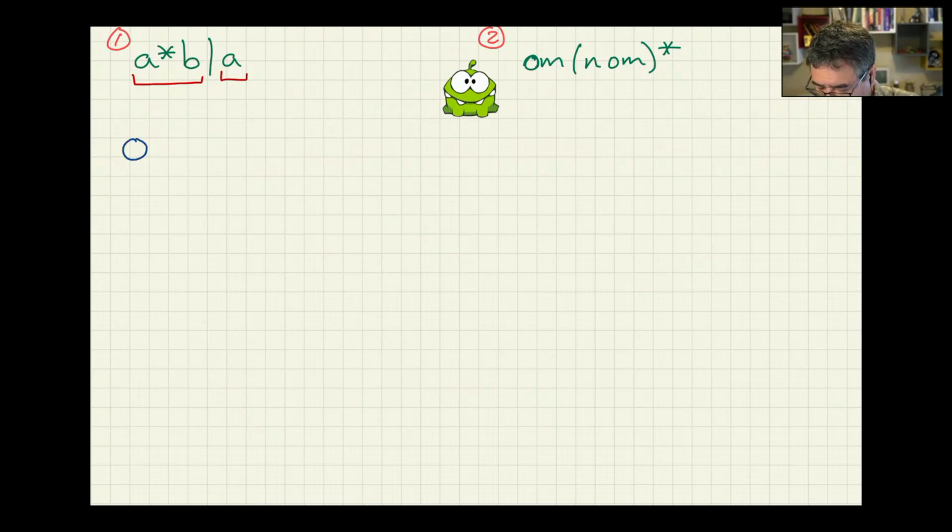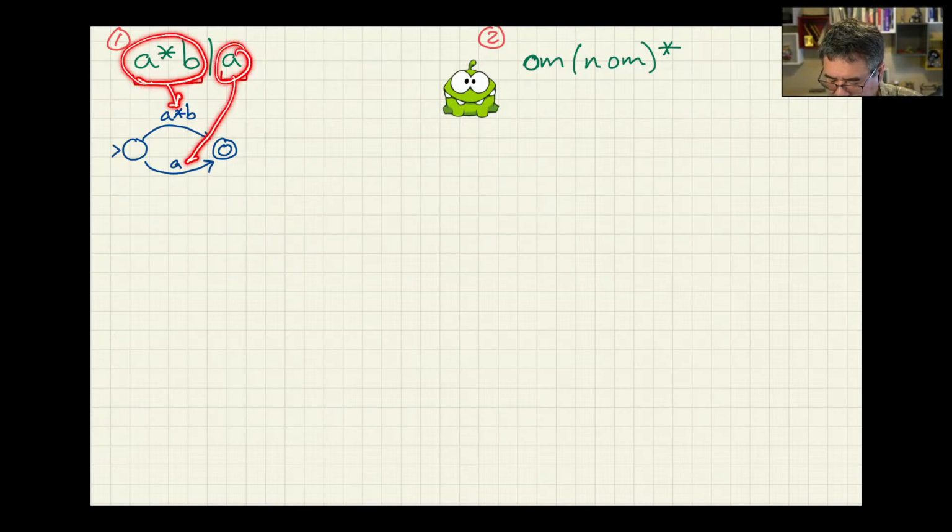So let's put our start in, and then I'm going to have two branches that end up at an accepting. And one is labeled A star B, and one is labeled A. So I just took this regular expression and put it here, and I put this one there.